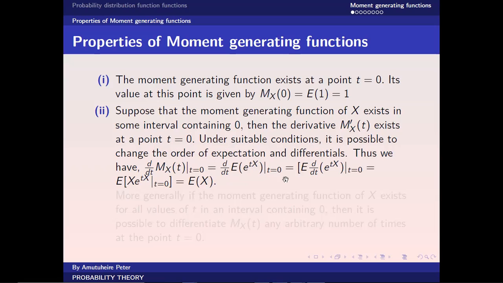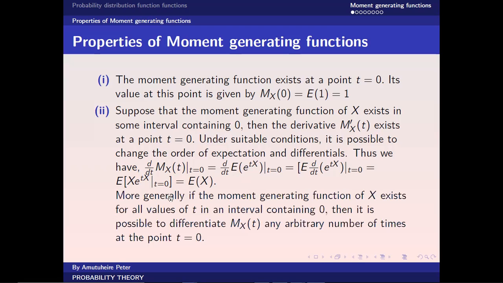The expectation is a linear operator. We saw that in the previous lecture. So this is the expectation of this derivative here. When we differentiate e^(tx), we get x e^(tx) here. And when we substitute in t equal to 0, we get the expectation of x. So this second property is telling us that when we take the first derivative of the moment generating function and substitute in t equal to 0, we get the first moment, which is the expectation. So this is how we can use the moment generating function to get the expectation.